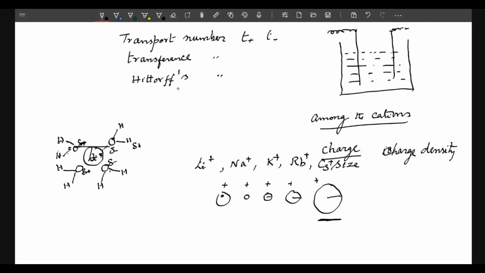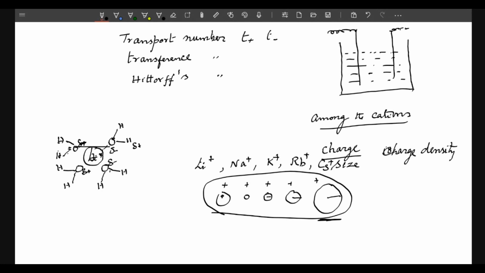It depends upon charge density. The higher the charge density, the higher the hydration. Therefore, keep in mind which ions would be easily hydrated, which ion would have a higher number of solvent molecules around it. The lithium ion has a higher charge density and more solvent around it.